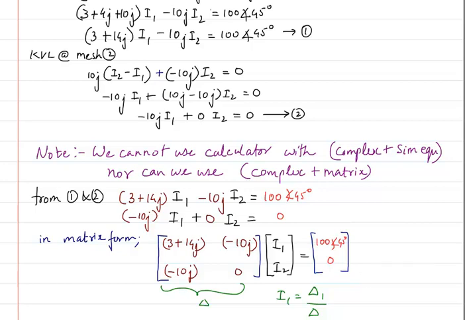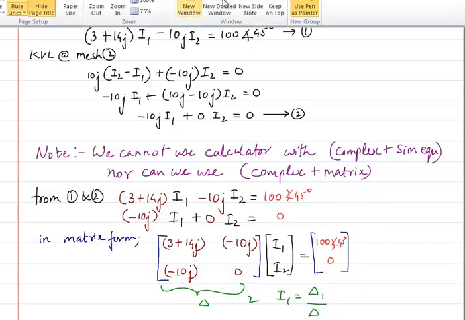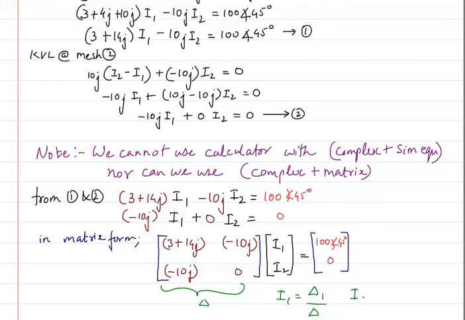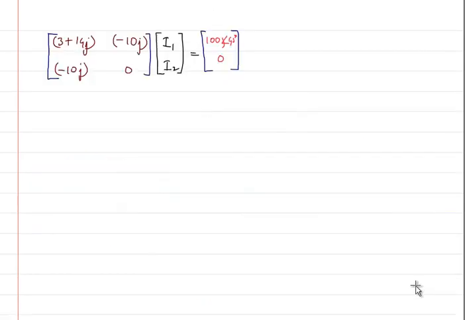Similarly, what is going to be I2? You have to replace this one with this one, and then you take the determinant of this whole one, you will get delta 2. Clear? So I can now write I2 is equal to delta 2 by delta. So if I am going to solve that, I will get the answer. So let me solve it. Let me take this to the other page and do it. So I have written this.